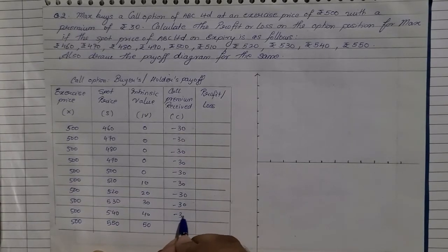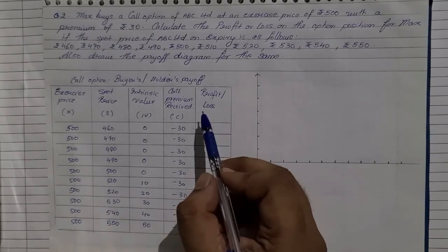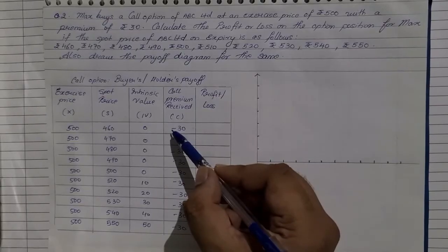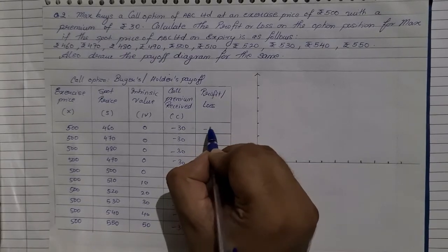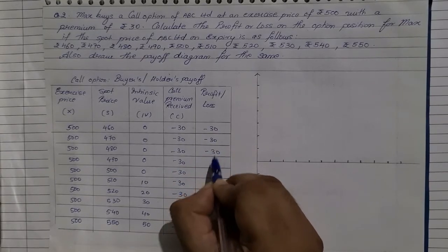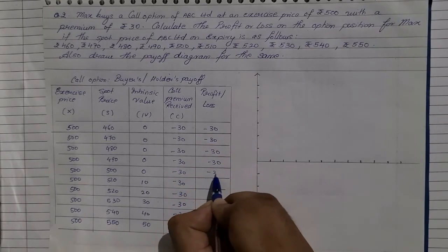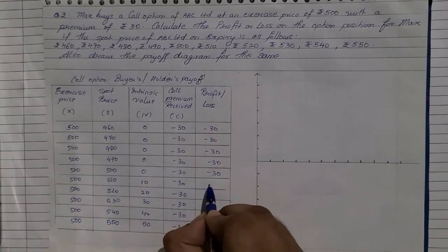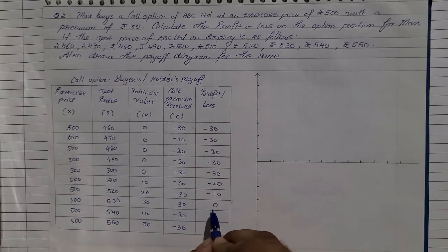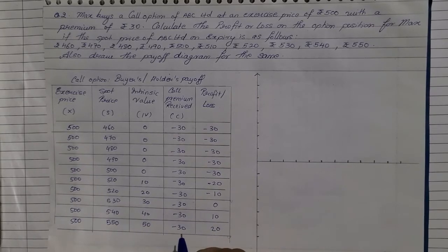The last part is where we need to find the profit or loss. Profit and loss is nothing but the difference of intrinsic value and call premium. So 0 minus 30 will give you negative 30. Again 0 minus 30 is negative 30, negative 30, negative 30, negative 30. Thereafter it is 10 minus 30, so negative 20, negative 10. We have a 0, that's the equilibrium. Then 40 minus 30 is positive 10, and lastly we have positive 20.